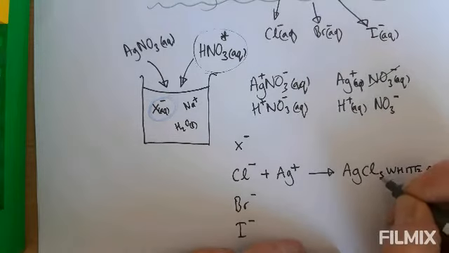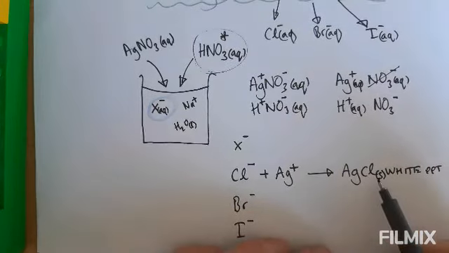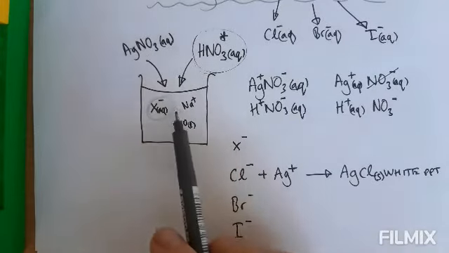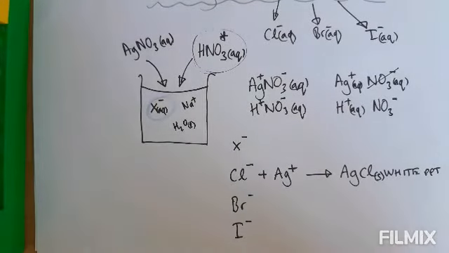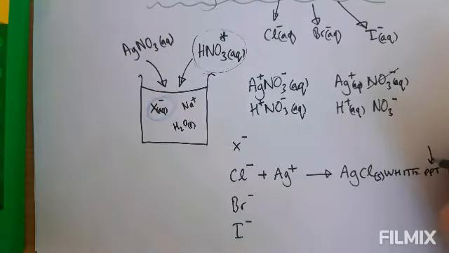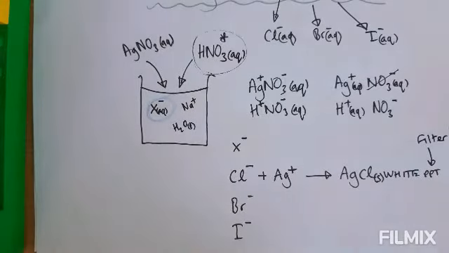So you have to get used to writing solid next to it. What that means is, as soon as you put the AgNO3 in, you will see a white solid appear. It will look cloudy in there and it will settle to the bottom. It will be a solid. You will be able to filter it out because it's a precipitate. It is solid. You can filter it.